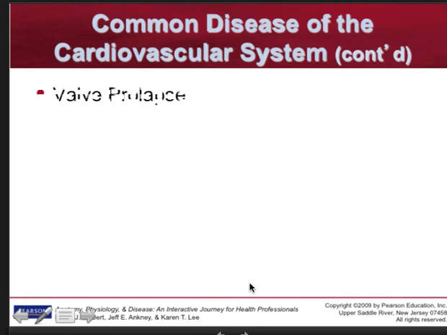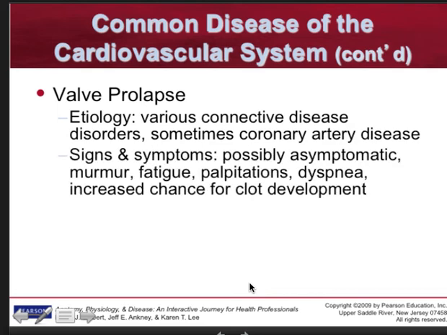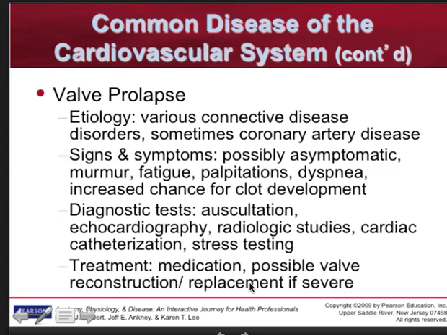Okay, there's also prolapses of these valves that permit one-way flow of blood through the circulatory system. There's a lot of different possibilities for the cause. There are connective tissue diseases, and sometimes coronary artery disease can contribute. Signs and symptoms: it can sometimes be asymptomatic, but you can hear a murmur, fatigue, palpitations, dyspnea, this is labored breathing, and an increased chance for clot development. Diagnosis includes auscultation, that's listening to the heart and trying to figure out what the sounds are telling you. Echocardiography, radiology, and cardiac cath, as well as stress testing. The treatment is meds and possible valve reconstruction or replacement if it's severe.